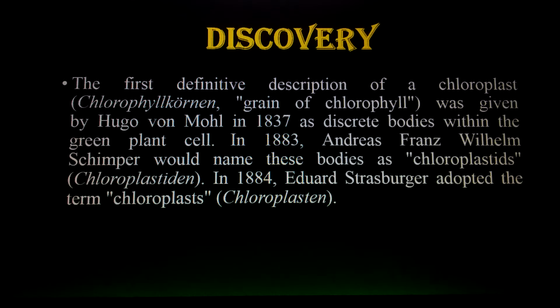Later on, another scientist, Andreas Schimper, gave the name chloroplastids. First grains of chlorophyll, then chloroplastids by Schimper. And later on in 1884, Eduard Strasburger adopted the term chloroplast. Now it is known as chloroplast. Is it clear? This is a little about the discovery of the organelle.